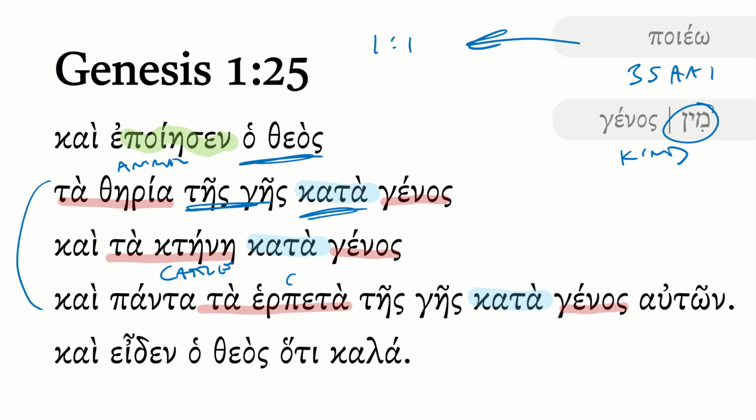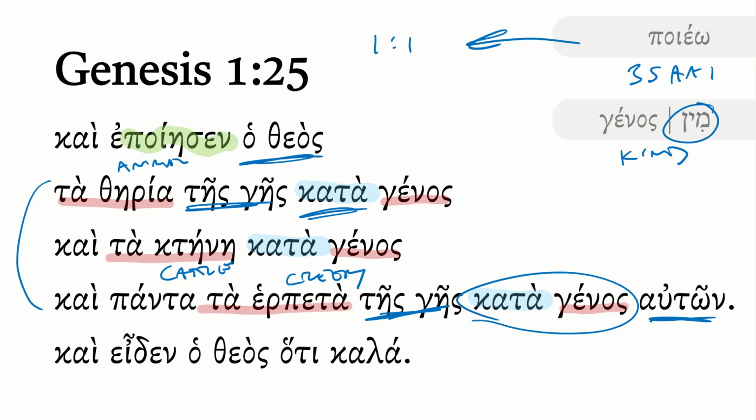Remember, these are the creepy crawlers, the reptiles that are on the earth, and they are also according to their kind. So God has sort of taken the created set of animals, and he is distinguishing them according to their phyla and so forth, if you will.